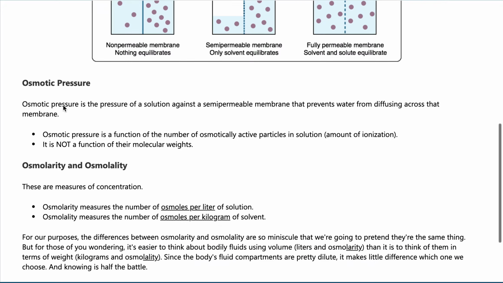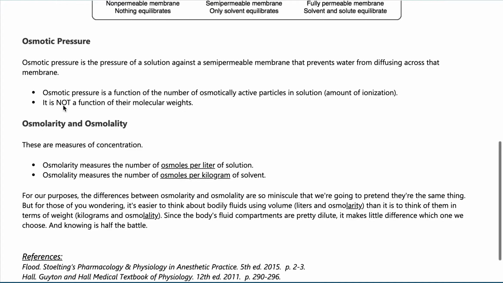Next, we're going to talk about osmotic pressure. This is the pressure of a solution against a semi-permeable membrane that prevents water from diffusing across the membrane. Osmotic pressure is a function of the number of osmotically active particles in a solution, meaning the amount of ionization. It is not a function of their molecular weights.